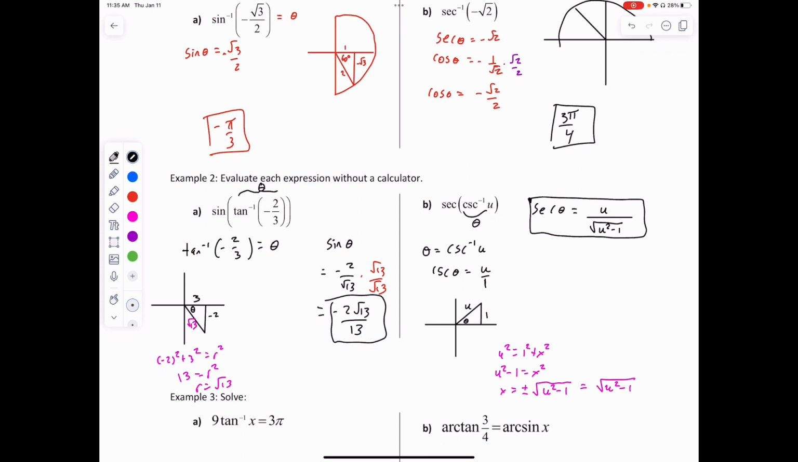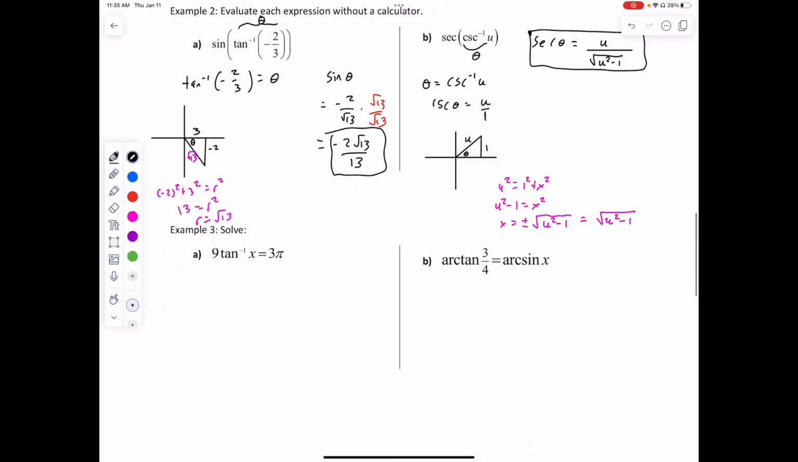Moving forward, we're being asked to find the solutions to these equations. So in this problem, I'm trying to isolate x. Well, let's start by dividing both sides by 9. This is going to be the tangent inverse of x is then equal to 3 pi over 9, which is the same thing as pi over 3. Well, that's the same thing as saying x is equal to the tangent of pi over 3.